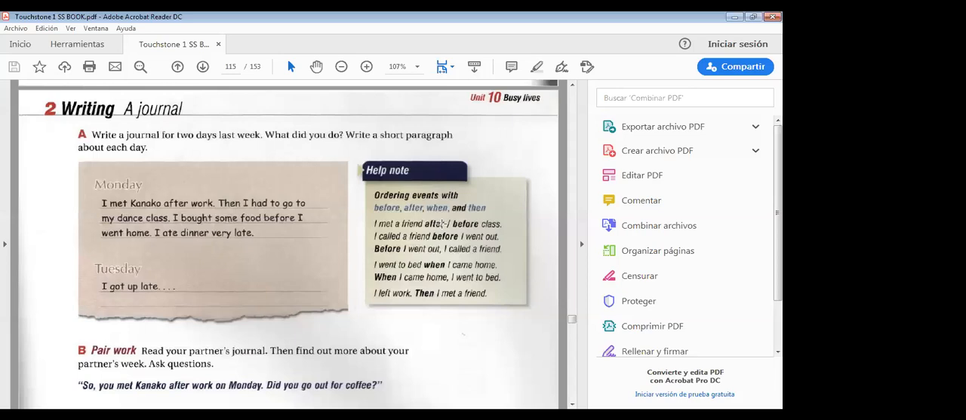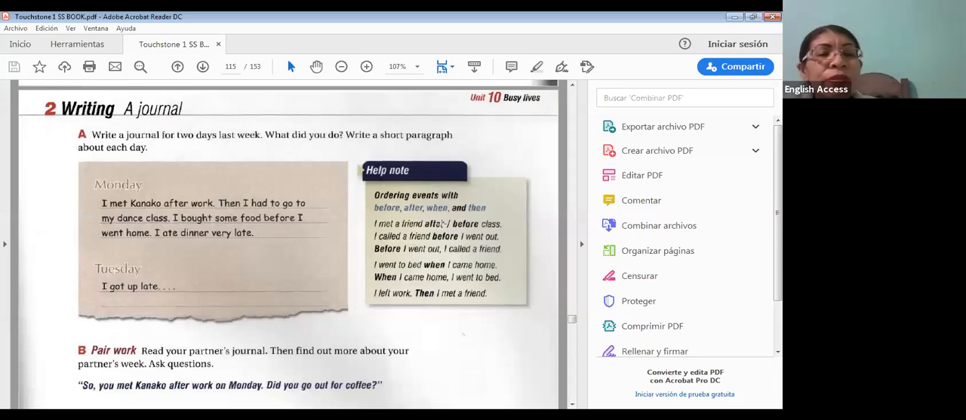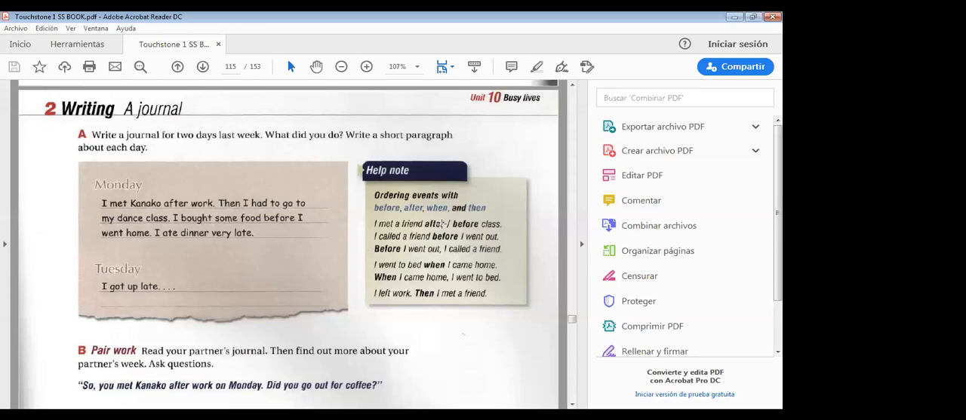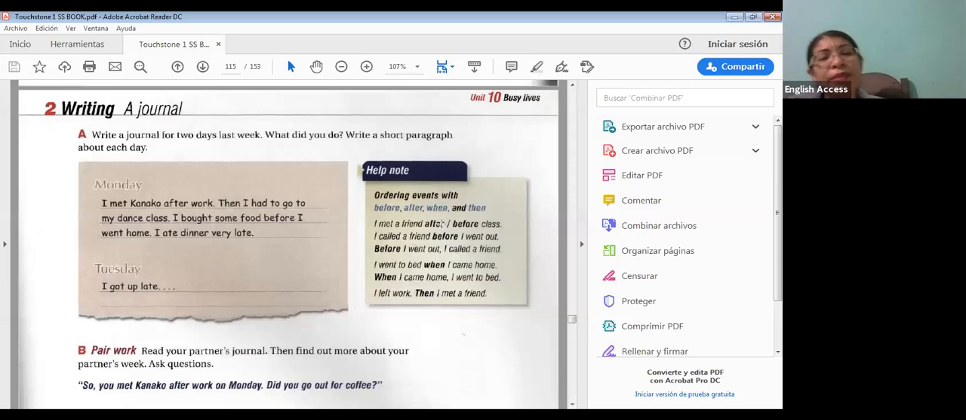So, what you're going to do, Luis, I want you to think about 2 days, last week. You can think about maybe your weekend, Saturday and Sunday. And you're going to write down a short paragraph about the activities that you did on Saturday and on Sunday. Okay, Luis? Okay. Try to write a brief paragraph like the ones that we have here.